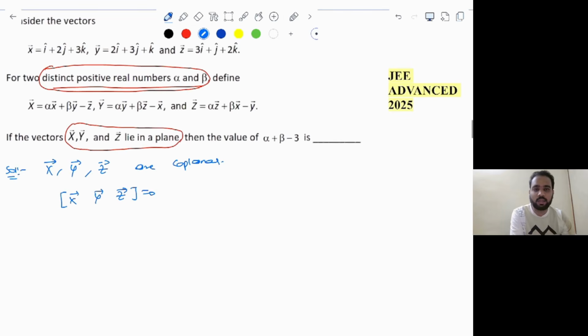But the thing is here, these capital X, capital Y, capital Z are represented as a linear combination of small x, small y, small z, right? So let's try to properly write down these values as per the given question.